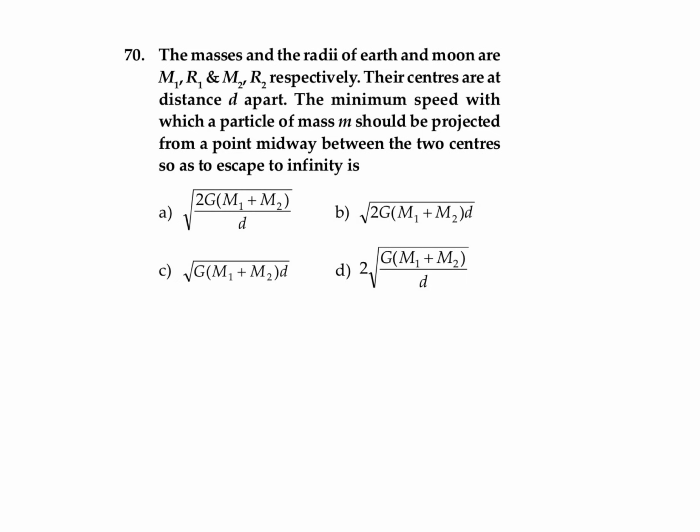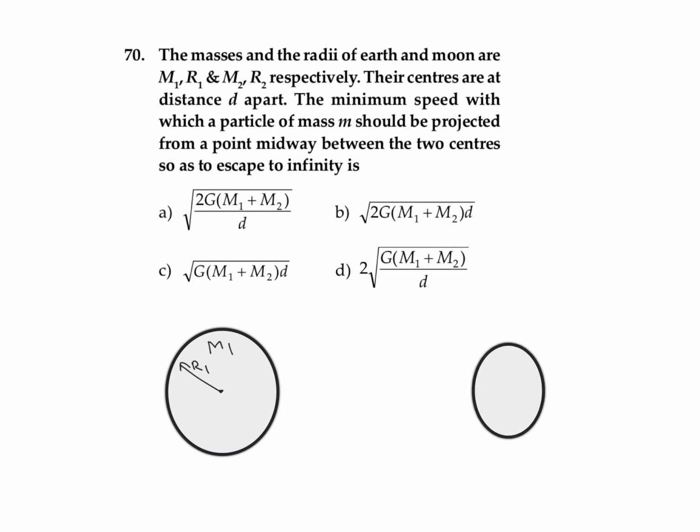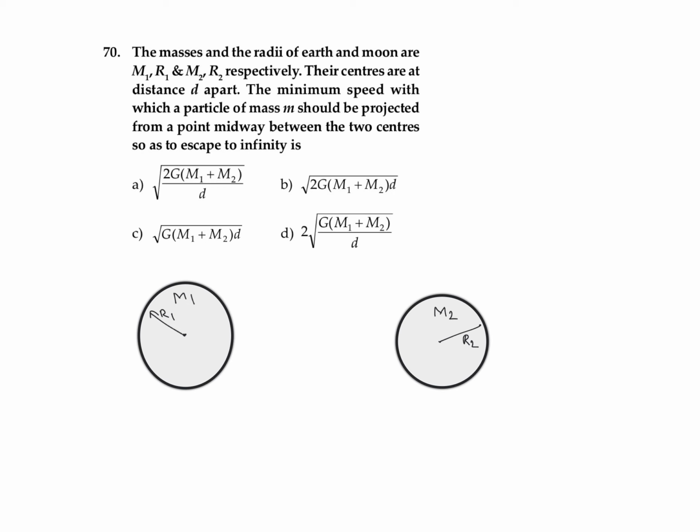So in this question it is given that the masses and radii of Earth and Moon are m1, r1 and m2, r2 respectively. We are considering a sphere of mass m1, the Earth, and its radius is r1. Another one is the Moon, whose mass is m2 and its radius is r2. Their centers are at a distance d apart.